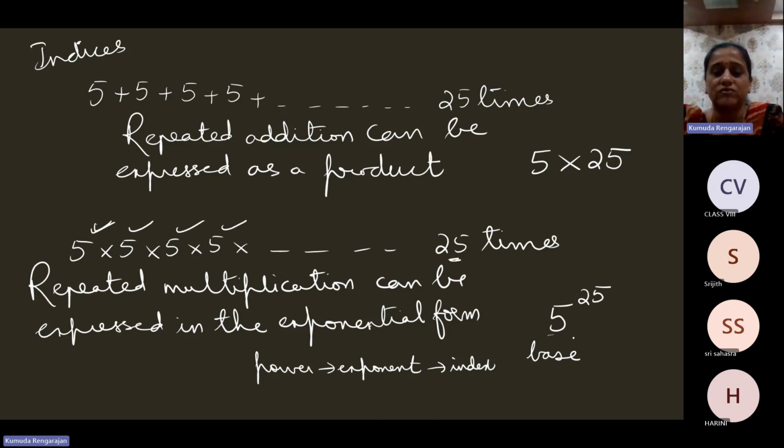So this is the exponential form, 5 raised to the power 25. 5 is the base. 25 is called the power, exponent, or index. Repeated multiplication is written in the exponential form. Repeated addition is multiplication, or can be expressed as a product.